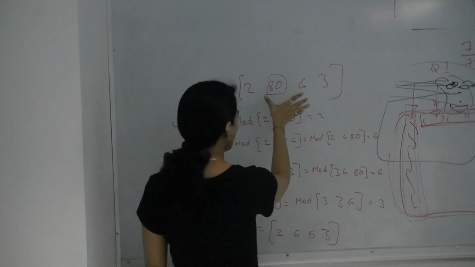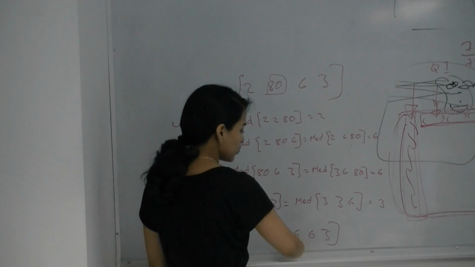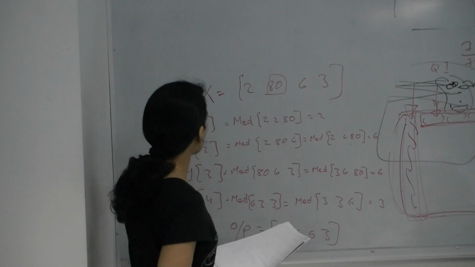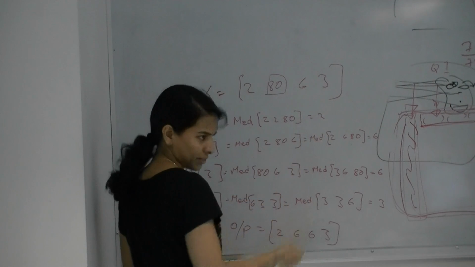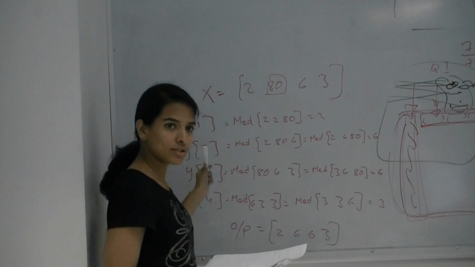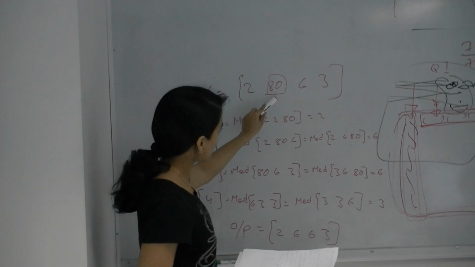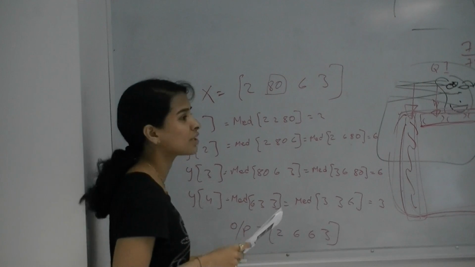In that way, the median filter output would be 2, 6, 6, 3, which says that all the pixels will be in the same range. X is the input. It's like a matrix if we consider the pixel values. So this is how the median filtering technique works. We will check if the value is higher, maximum or minimum, and then do the median filtering technique there.